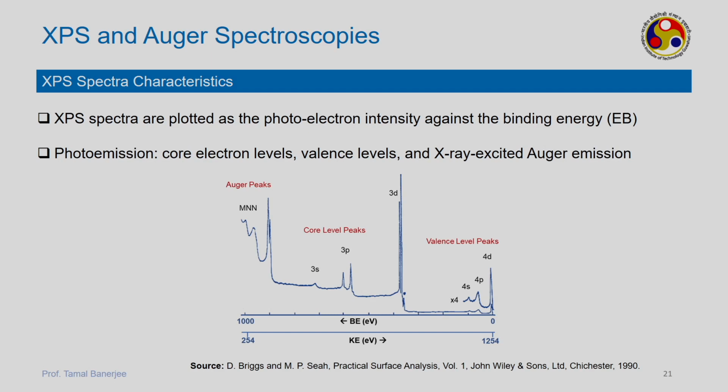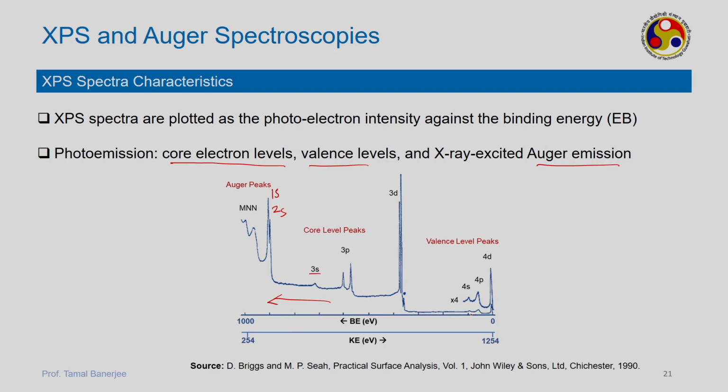Here is another XPS spectrum, plotted against binding energy. If I want to classify the different regions, I can classify them as core electron levels, valence levels and Auger emission. The core electron levels are the 1s, 2s, 3s peaks, and the binding energy is higher towards this side.